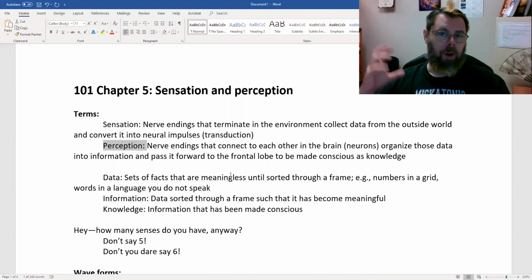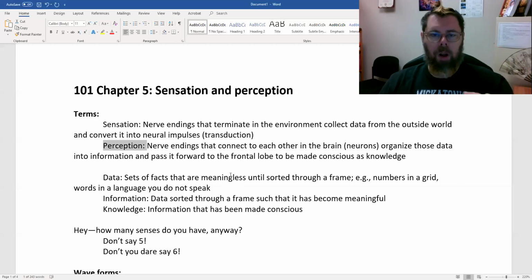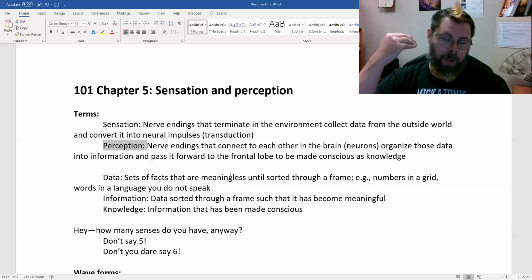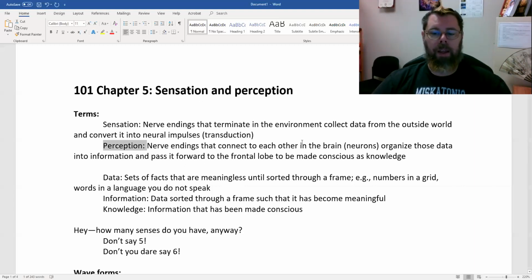And then in the occipital lobe, that part of the brain is keeping track of all the times cells in the eye were stimulated by light and organizing those into meaningful information. And then sending that information forward to your brain, and then, right, so data into information, that's the perception part. And then it gets shipped forward to the frontal lobe where it can be made conscious. And when we're conscious of it, we have knowledge, okay?